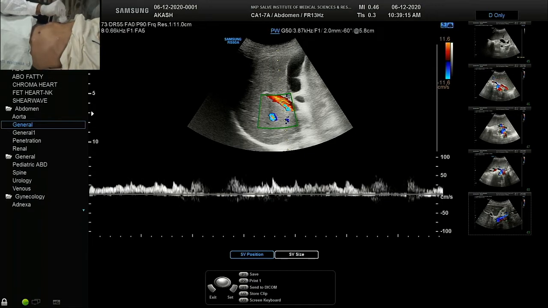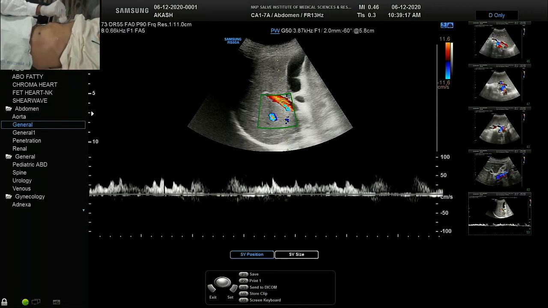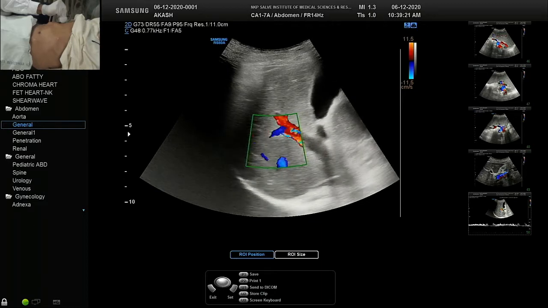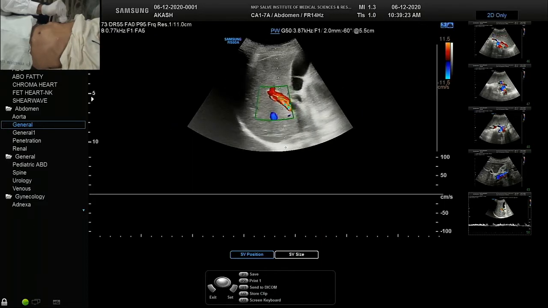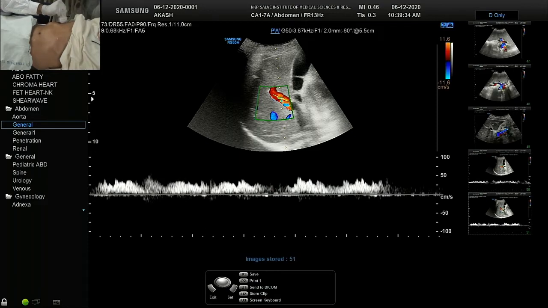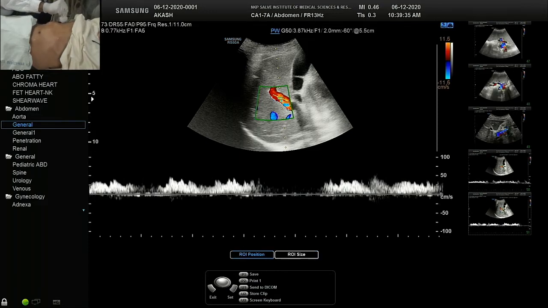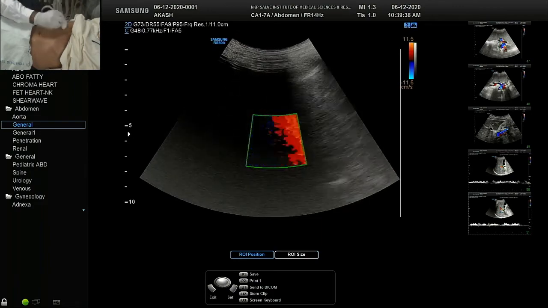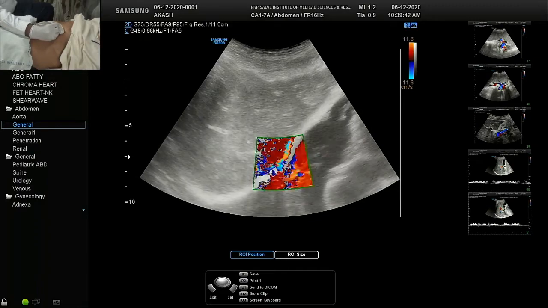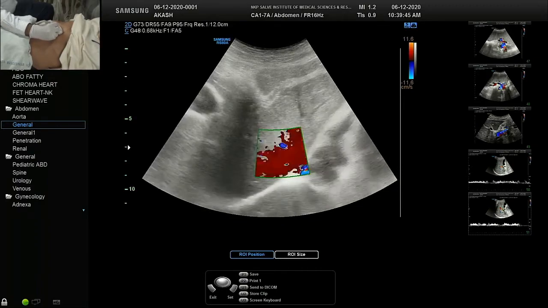A little bit pulsatile type of portal vein flow here. It is not phasic as we have seen in the first case. We'll check it again. The minimum and maximum velocity variation is there. We'll quickly check the hepatic vein.